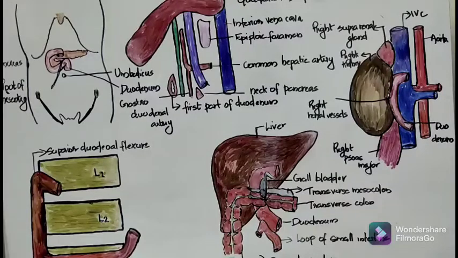Today's topic of discussion is the duodenum. The duodenum is a part of the small intestine. It is the most fixed part of the small intestine. We will discuss more about it today.